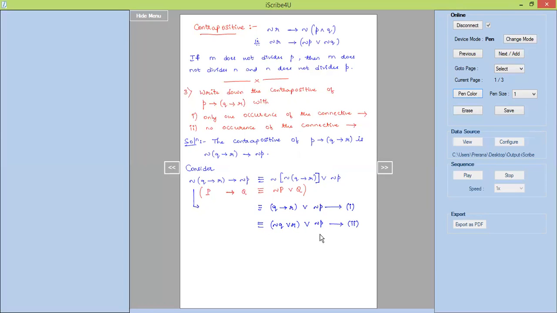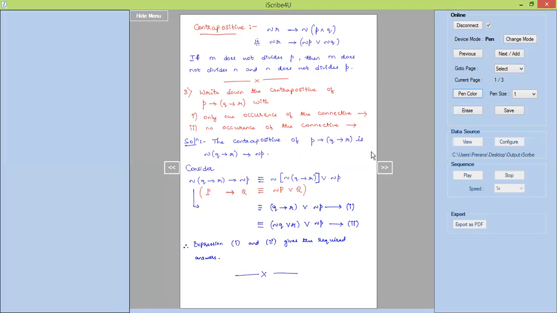So expressions 1 and 2 give the required answers. Therefore expressions 1 and 2 give us the required answers. Correct? So this is how we work out a problem for a contrapositive by removing the conditional symbol.